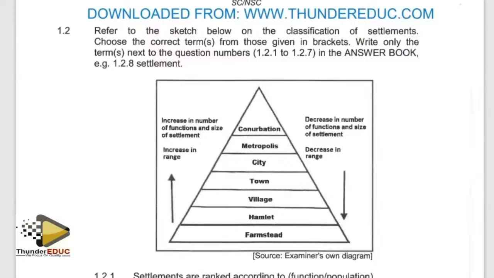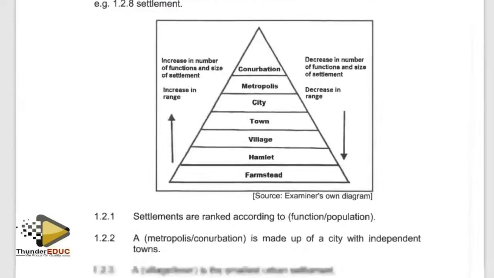And here the arrow is showing that increase in the range. It means we're looking at the distance the customers are willing to travel for the goods and services. So increase in the number of the functions, the size offers, they also increase as you're going up. Those I mean the functions. So here they decrease as you're going down, and they decrease in the range. Okay. Let's look at the questions.